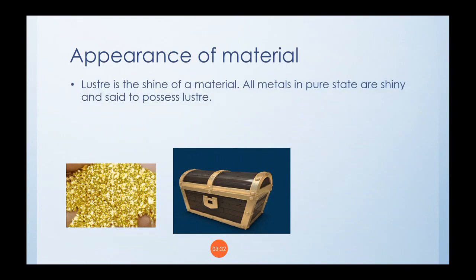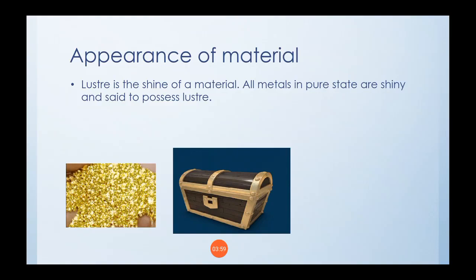Luster is the shine of a material. All metals in pure state are shiny and are said to possess luster. Now I am going to introduce a new term called luster. What does luster mean? It's nothing but shine. The meaning of luster is shine. Pure metals, all metals in pure state, have luster and give a shiny appearance.